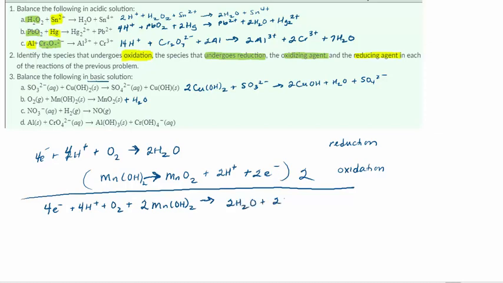I can eliminate what's the same on both sides, so the hydrogens and the electrons get eliminated, and then I'm left with my final reaction. Now there are no hydrogen ions to eliminate here, so this is balanced in both acidic and basic solutions.